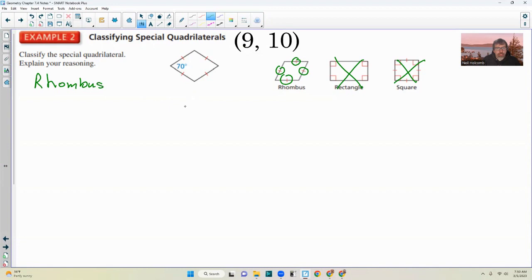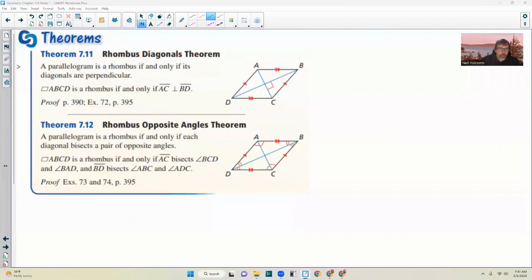And my reasoning was just in my wording. So you'd have to write that. You'd say this is a rhombus because it has 4 congruent sides and the angle measures are not 90 degrees. Okay, so now you should be able to do problems numbers 9 and 10 in your exercise. Okay, theorems 11 and 12.